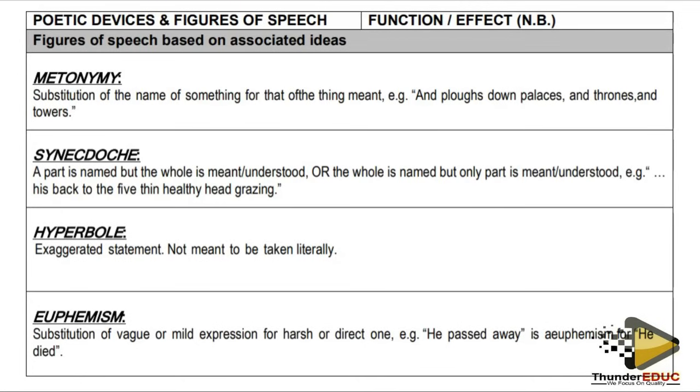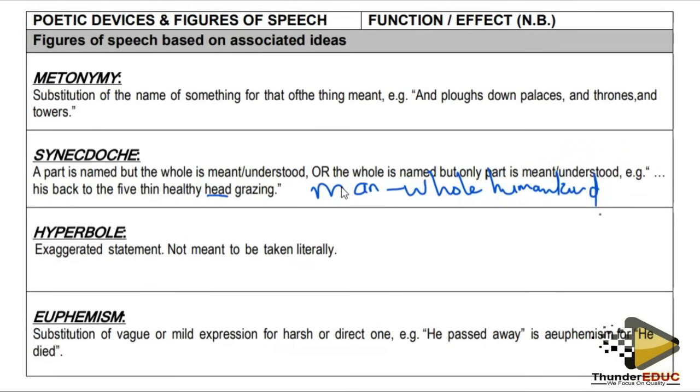Synecdoche: a part is named, but the whole is meant or understood, or the whole is named, but only part is meant or understood. For example, "five thin, healthy head grazing." Here, head is used to mean a group of animals, cattle for example, because it's a head of cattle. That is what we call synecdoche. Another one that is in our poems this year is the reference to men. Men does not refer to the male in some of our poems this year. It refers to the whole of humankind. That's a common term, and therefore we call that synecdoche.